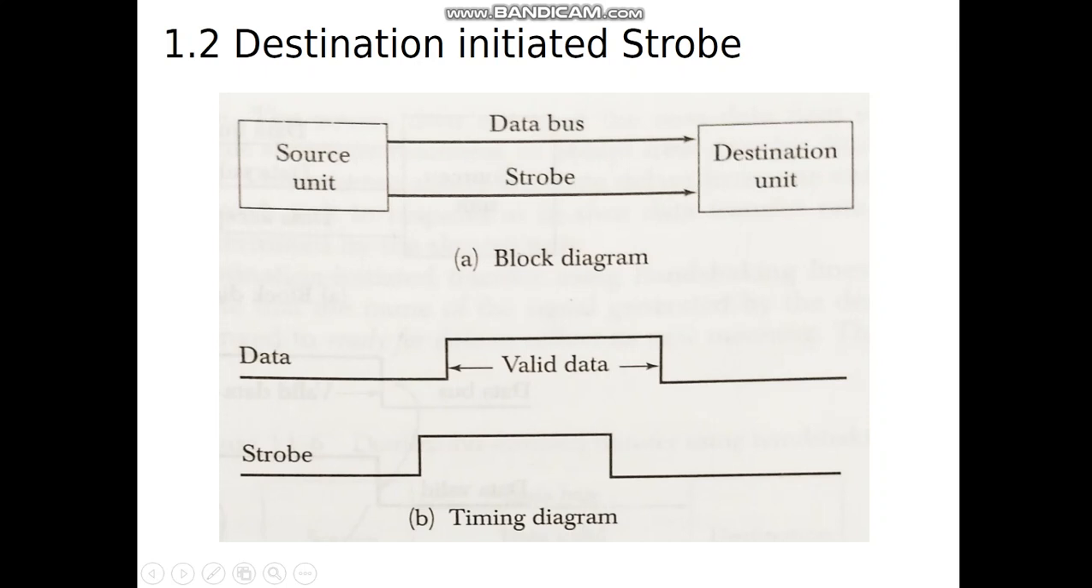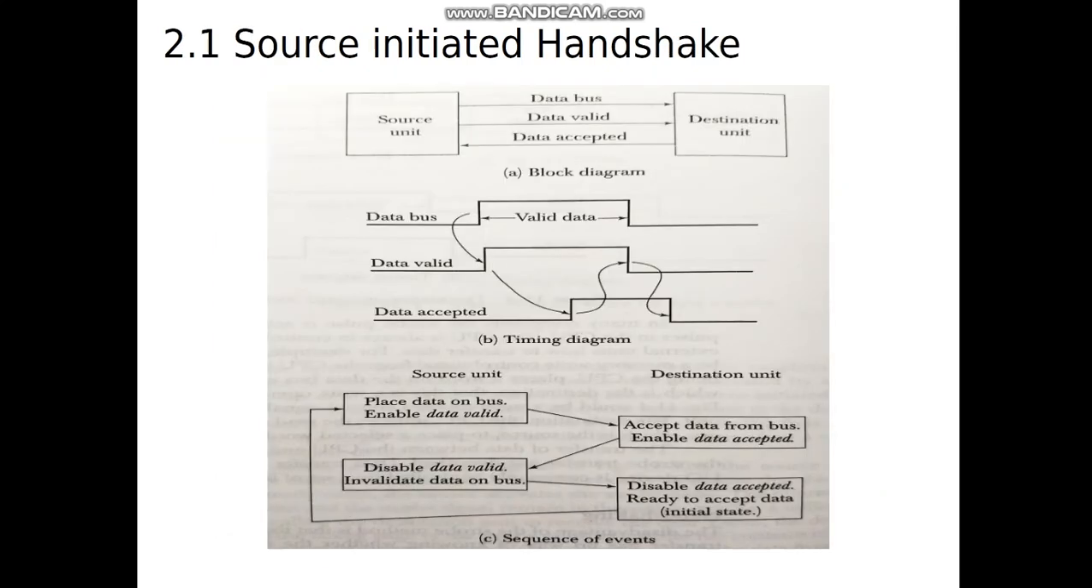The disadvantage of the strobe method is that the source unit that initiated the transfer has no way of knowing whether the destination unit actually received the data item or not. So we cannot say that 100% of the data is transferred. Similarly, a destination unit that initiated the transfer has no way of knowing whether the source unit actually placed the data on the bus or not. By the use of the handshaking method we can solve this disadvantage.